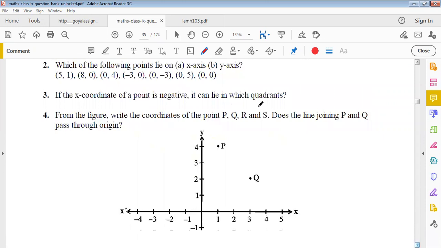Next, the x coordinate of a point is negative. It can lie in which quadrant? It will lie in which quadrant? See, x will be negative. It lies in the second and third quadrants.